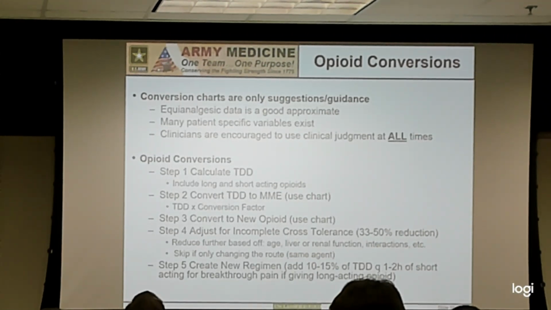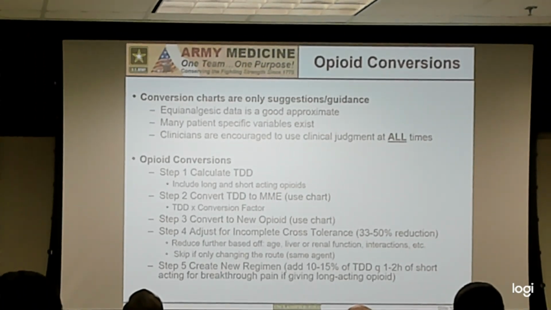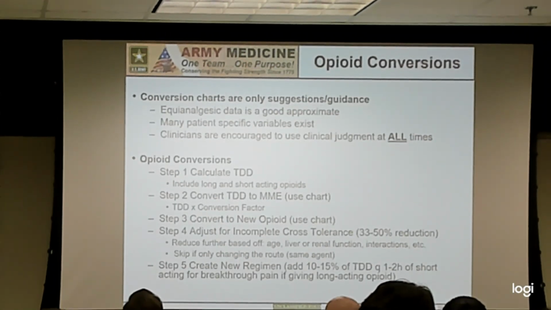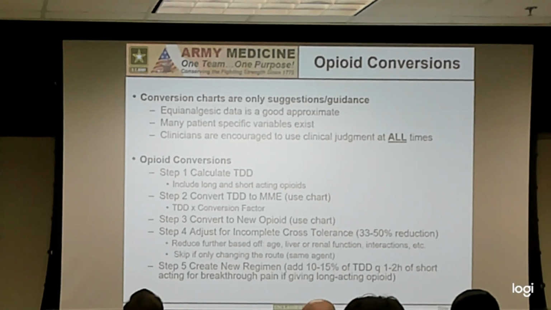And then when it says to create a new regimen, this also varies depending on who you talk to. But textbook-wise, when you create your new regimen, you will have your total daily dose and you will take 10 to 15% of that total daily dose and prescribe an immediate release for their PRN or their breakthrough pain. And that will be given to them every 1 to 2 hours. So that's how this is written.